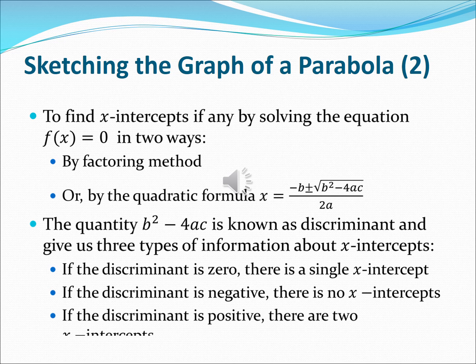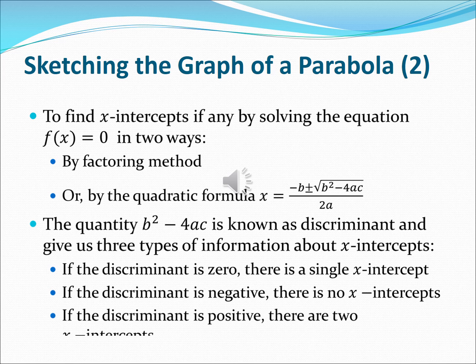Part 2 of sketching the parabola. To find the x-intercepts, if any, we can solve the quadratic equation. We set f of x equal to 0. We can either use the factoring method or use the quadratic formula, which says x is equal to negative b plus or minus the square root of b squared minus 4ac, divided by 2a. The quantity b squared minus 4ac is known as the discriminant and gives us 3 types of information about the x-intercepts.